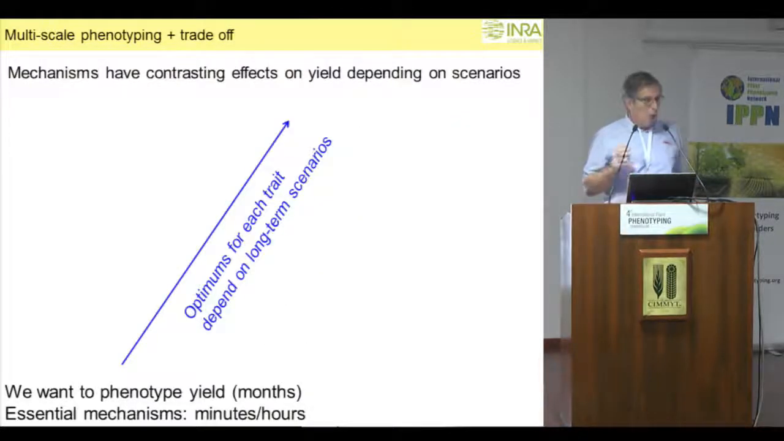So we want to phenotype yield, and this is over a month, and we have mechanisms that are over minutes. So there is a trouble here. One of the troubles is that the optimum for each mechanism depends on the long-term scenario. So we can have mechanisms that have contrasting effects on yield depending on scenarios.